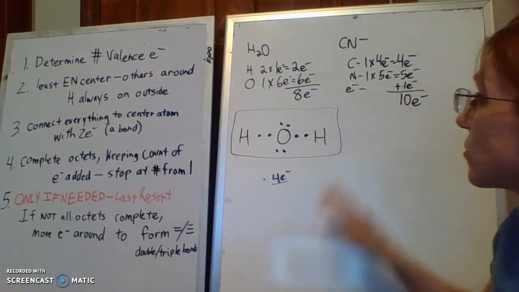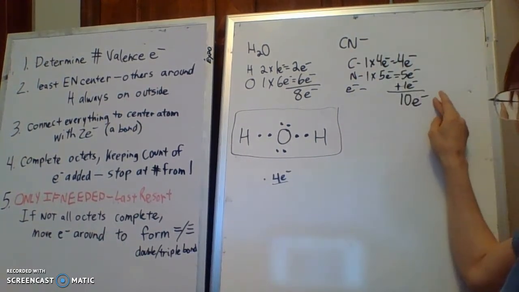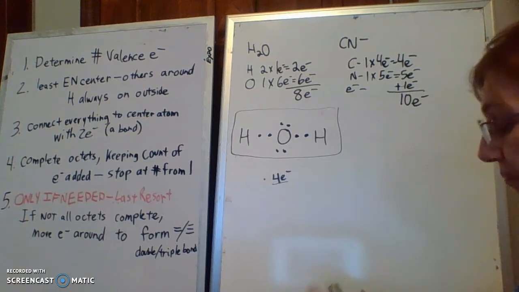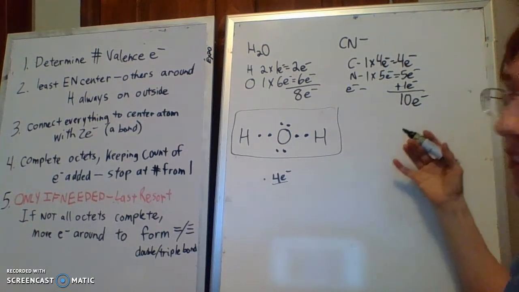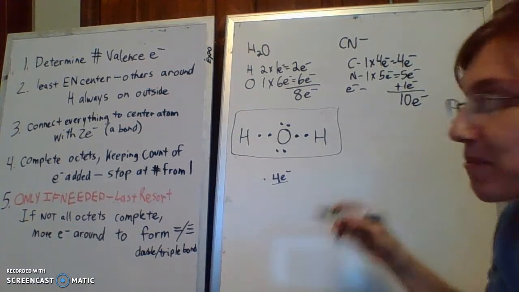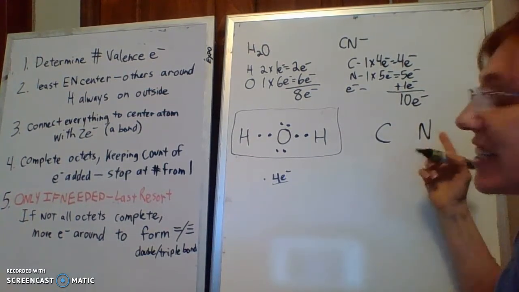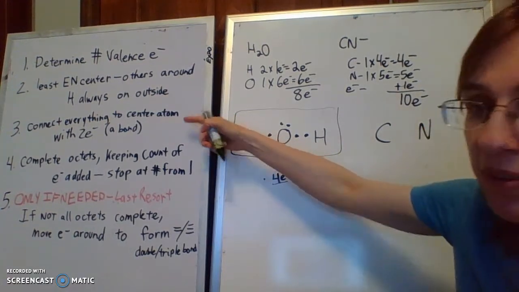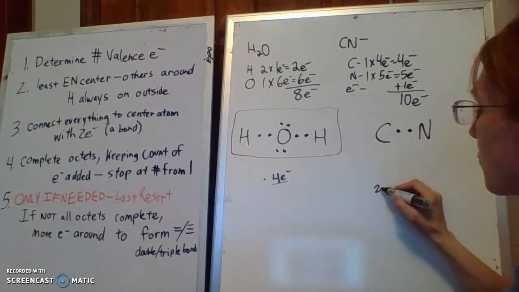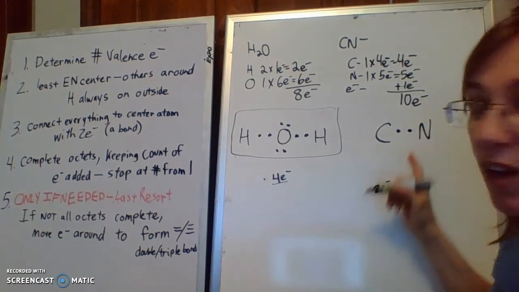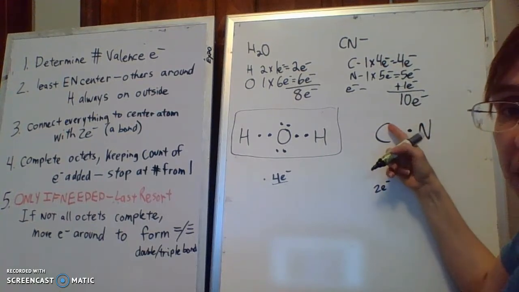Okay. So let's go ahead and do CN. We already did number 1. We found it had 10 electrons. Now we're going to put the least electronegative in the center. There's only 2 atoms here, so we're going to put 1 down and then the other one right next to it. And we need to connect them. That is rule number 3. We're going to connect them with 2 electrons. So we've used 2 electrons to connect them. We still have 8 more that we need to put in the structure to make it happy.